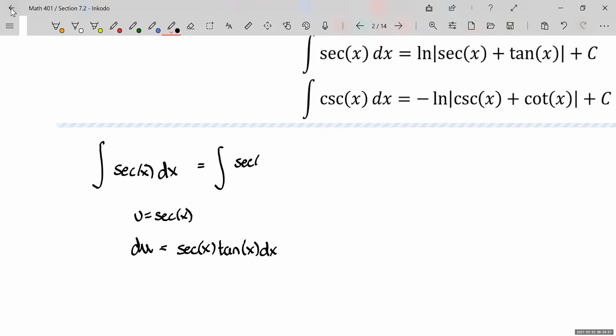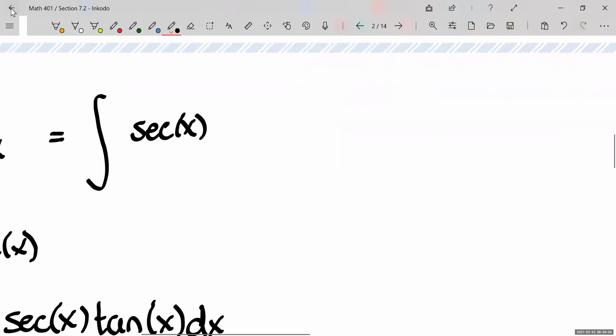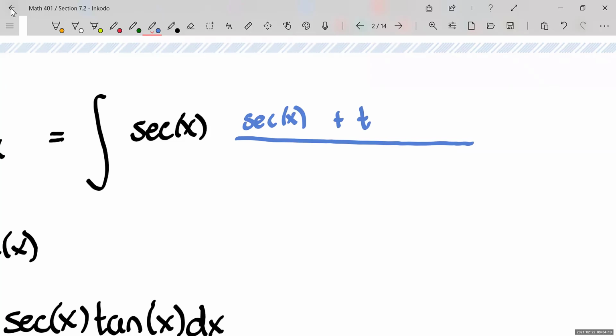So how do you do it? The trick is to multiply by the number 1. But the number 1 we're going to multiply by is a very special form of the number 1. Number 1 is like 7 over 7, 2 over 2, pi over pi, whatever it may be. In this case, I'm going to multiply it by secant of x plus tangent of x divided by secant of x plus tangent of x.